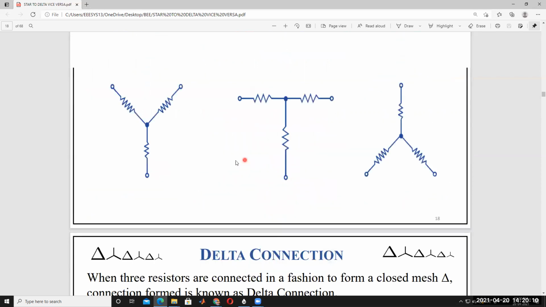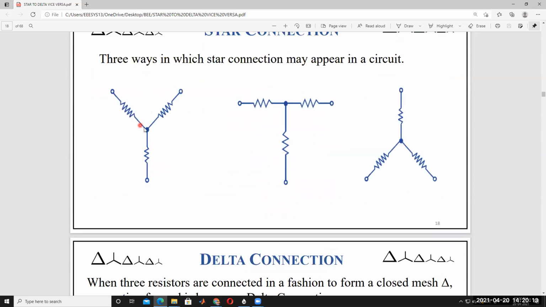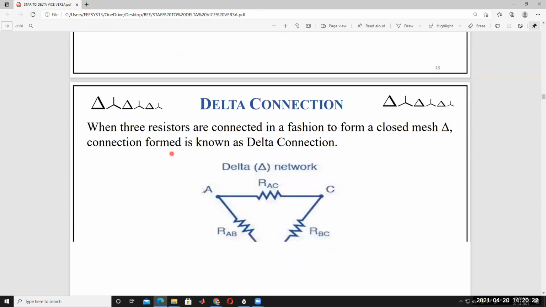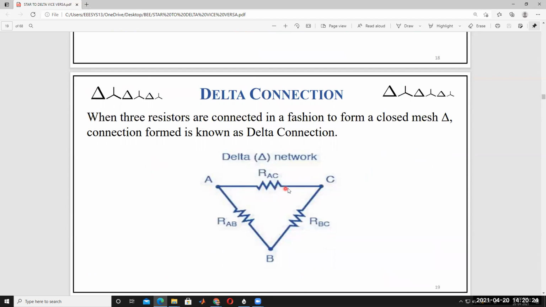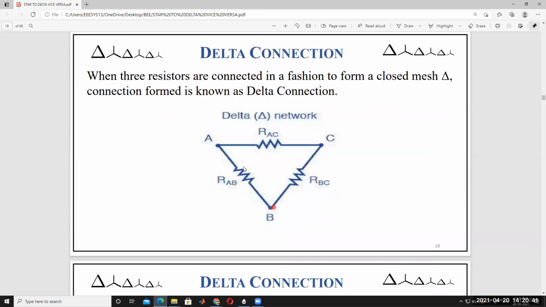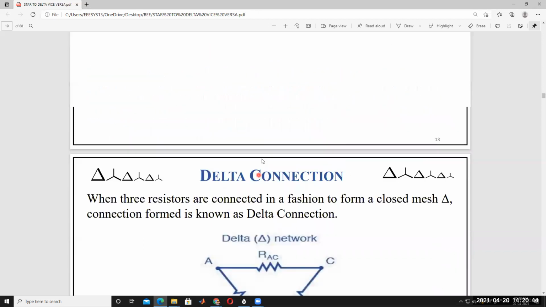But in a star connection system, all the resistors' second terminals are connected at one point. That is called the neutral point. Here, one resistor's ending point is connected to the starting point of another resistor, and so on, forming a closed circuit. That is called a mesh, a delta connection. This is called a delta network, and this is called a star network.